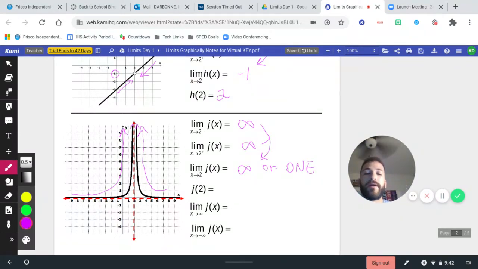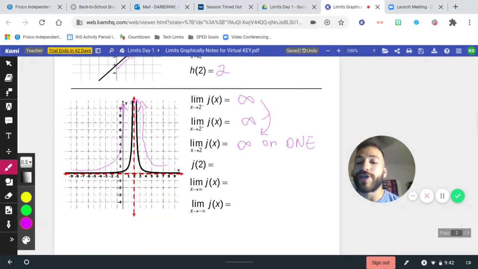So on a test, there will never be both of those to try and trick you. They'll either put DNE or they'll put positive infinity. So don't feel like you have to decide between the two on multiple choice. And if it was a free response question, you could just put either and I'd accept both.